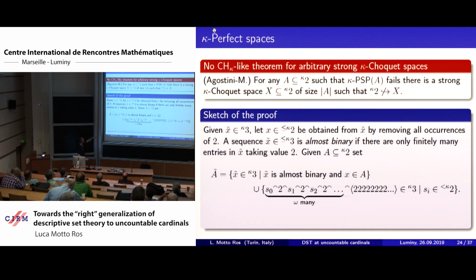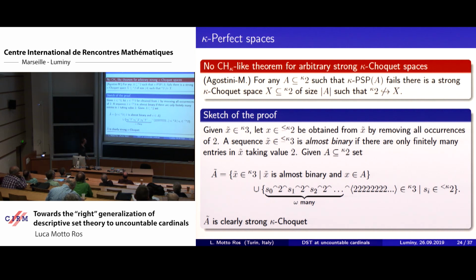The idea is that you take A as a set of binary sequences. Now you add inside the binary sequences of A finitely many 2s, randomly, but just finitely many. And then you add also all sequences that have omega many 2s occurring, but after this omega many, they have also only 2s. So this is the idea. You just modify in this way the set A, and then add these points which are completely isolated in the space. And it is easy to see that this is strong kappa Choquet.